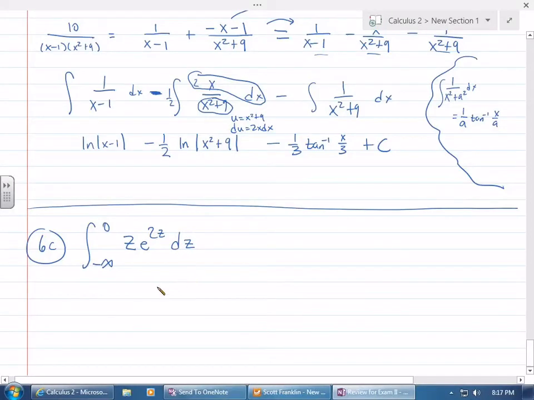All right, do you remember what we do first when we see infinity in the limits? Replace it with t and then write a limit out in front of it. So this is like the integral from t to 0 of z e to the 2z dz, and then take the limit as t goes to negative infinity. All right, any ideas how to integrate this?